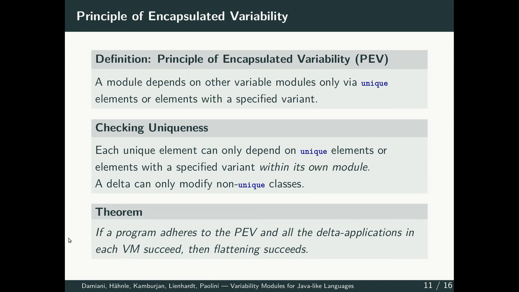And then we have a theorem which is a lot more formal in the paper, which says that if a program adheres to the PEV, so if all its checks succeed and all the delta applications in each variability module succeed, which means I don't remove a class which does not exist, then flattening succeeds, so I end up with a program without variability.